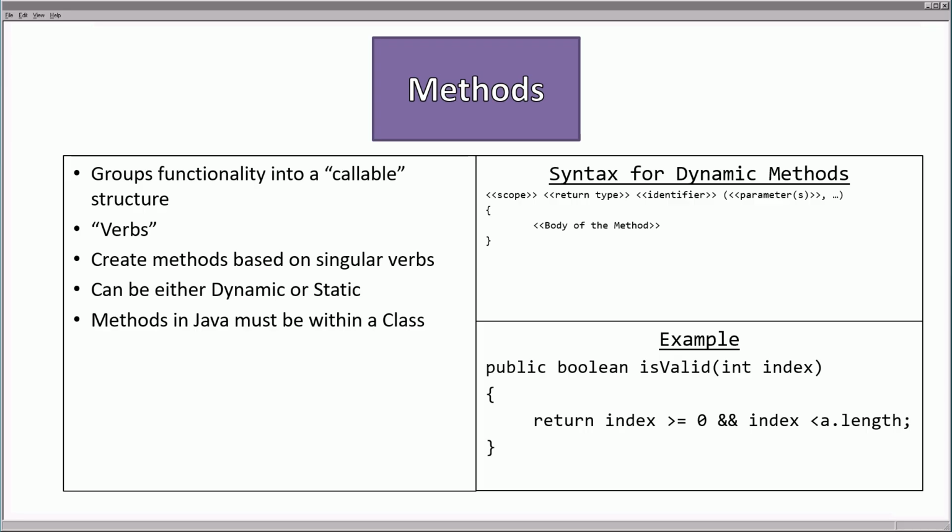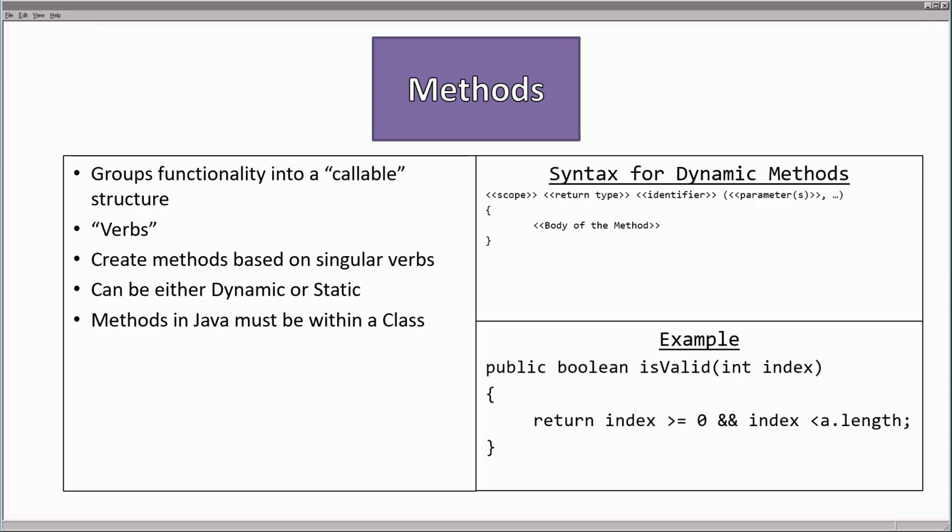Now, the syntax for creating these dynamic methods, which again are inside of classes: you start out with what's called a scope, follow that up with a return type, follow that up with an identifier, parentheses, and then within those parentheses you have a number of parameters. What I just described is referred to as the method definition. From there, the functional code is grouped together in the body of the method, which is denoted by an open and closed curly brace.